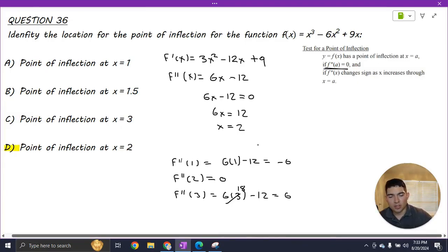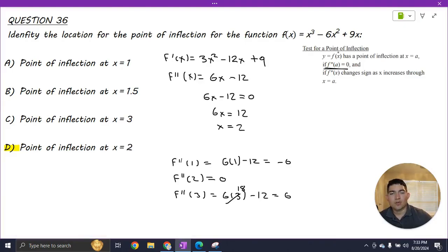So this one is a little bit more straightforward than the test for a maximum or minimum. We once again just find what values meet these parameters right here in the test for point of inflection. So we did that by finding the second derivative, so we could know where f double prime of a equals 0. And then we just verified that the sign changes as it passes through f double prime of a. So that being said, let's move on to number 37.